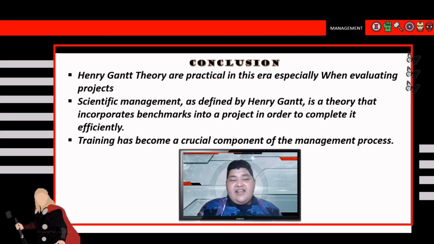In conclusion, Gantt's theory is practical in this era, especially when evaluating projects. Scientific management, as defined by Henry Gantt, is a theory that incorporates benchmarks into a project in order to complete it efficiently. Last, training has become a crucial component of the management process.